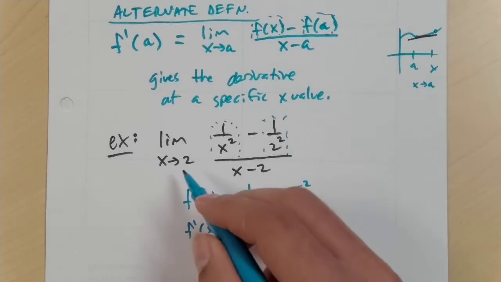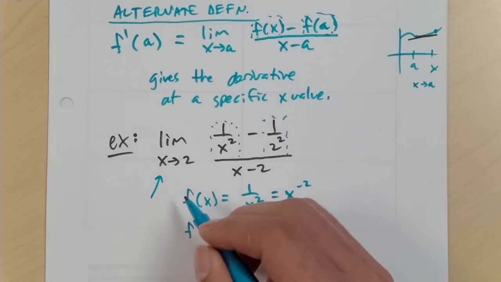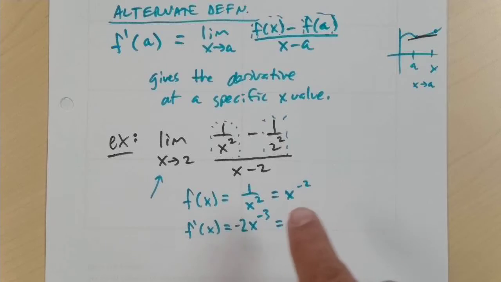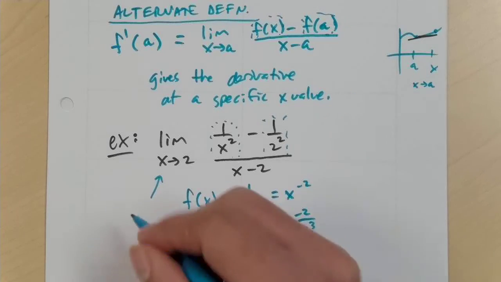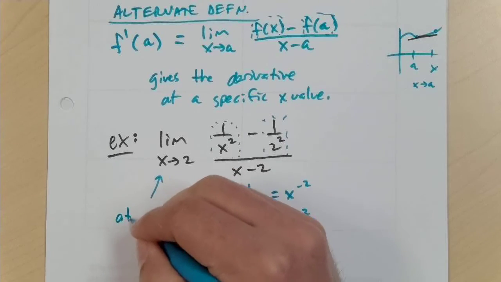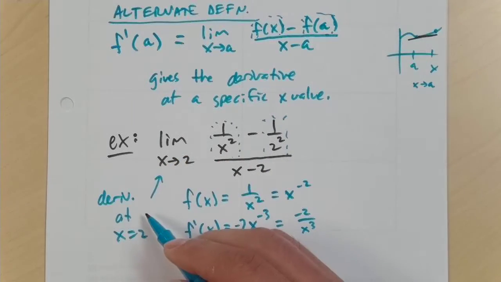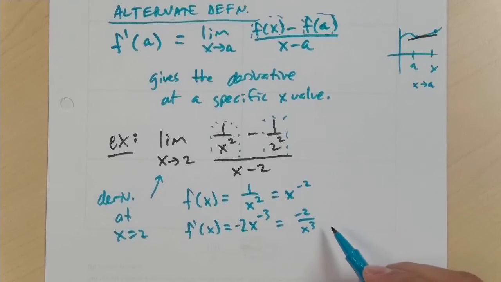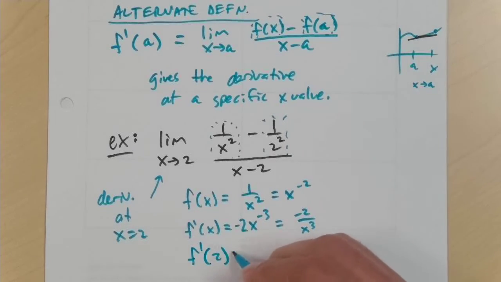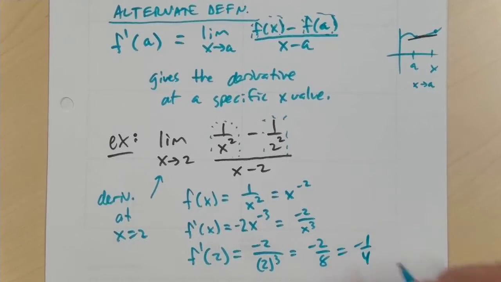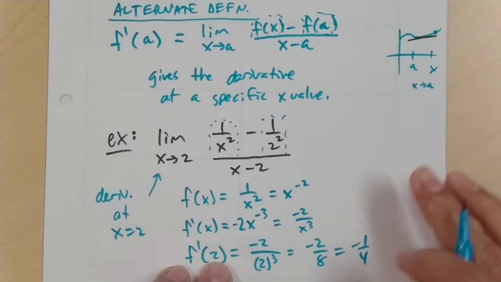And so now this is asking us, essentially, in a roundabout way, to find the derivative of this function at x equals 2. So it's the derivative at x equals 2. And now that I have the derivative function, you can just plug in 2. So it'd be negative 2 over 2 cubed. So that's negative 2 over 8, which is negative 1/4. Okay? Let's do one more.